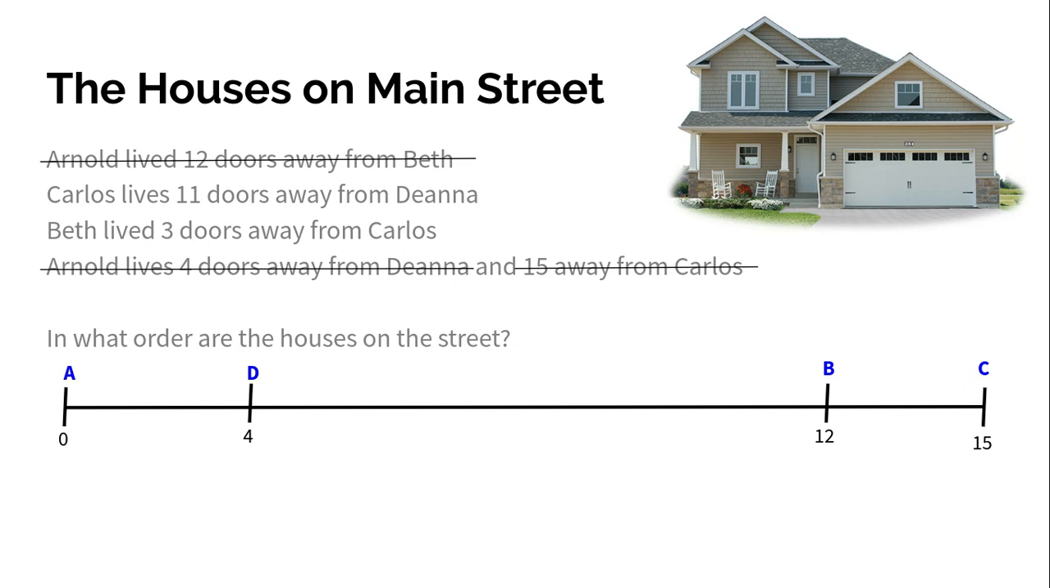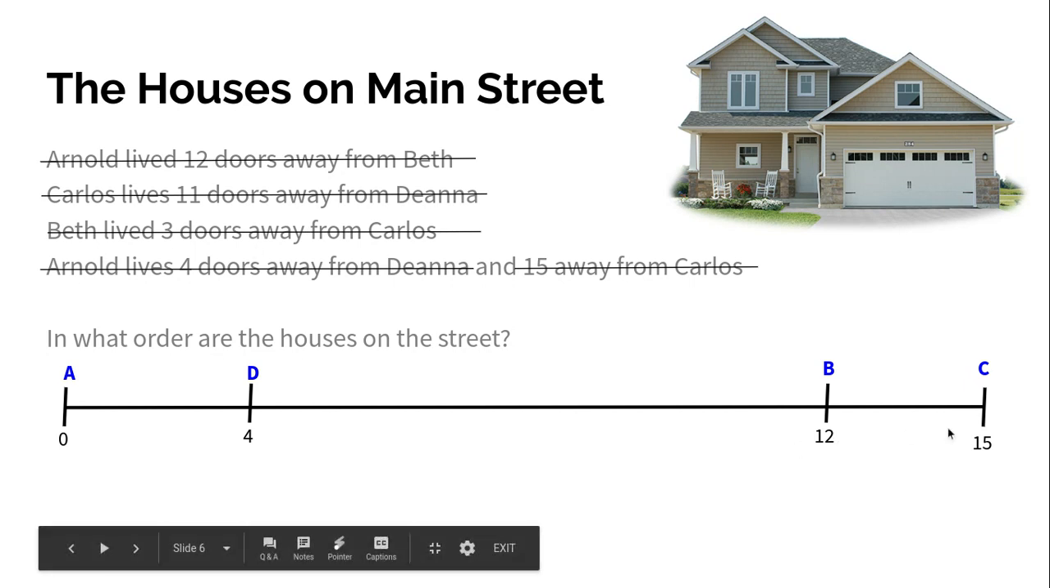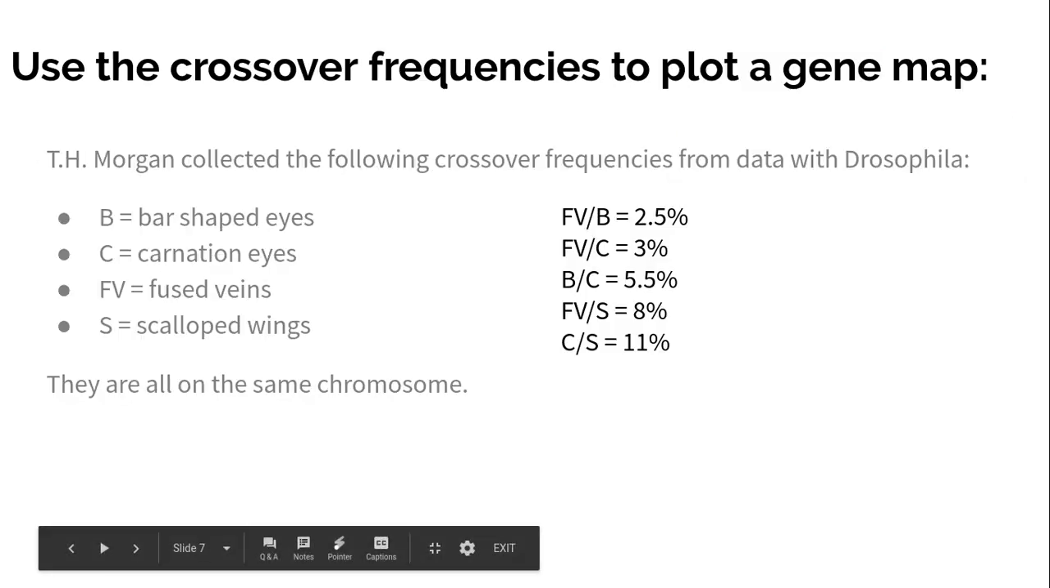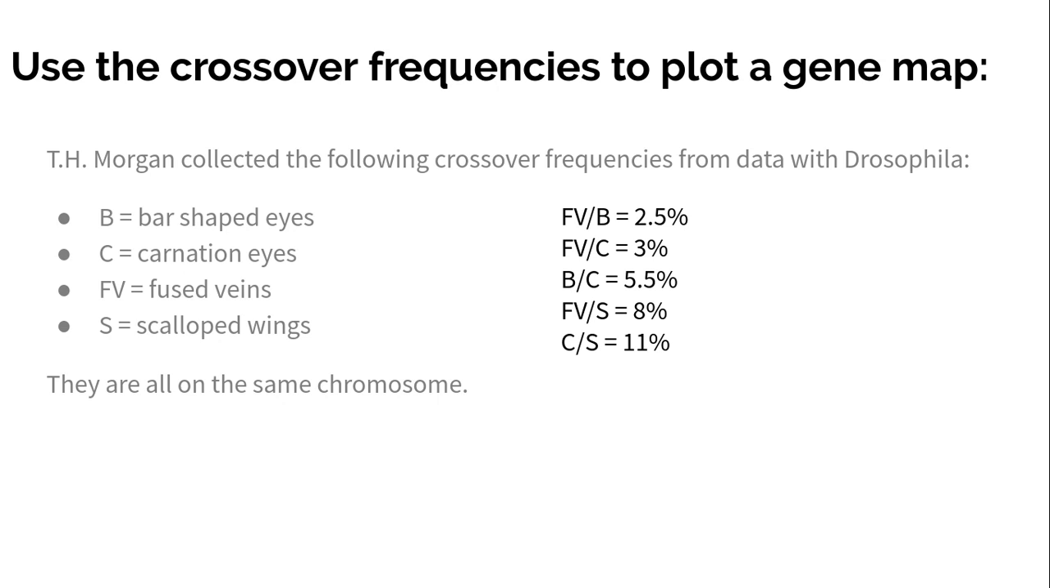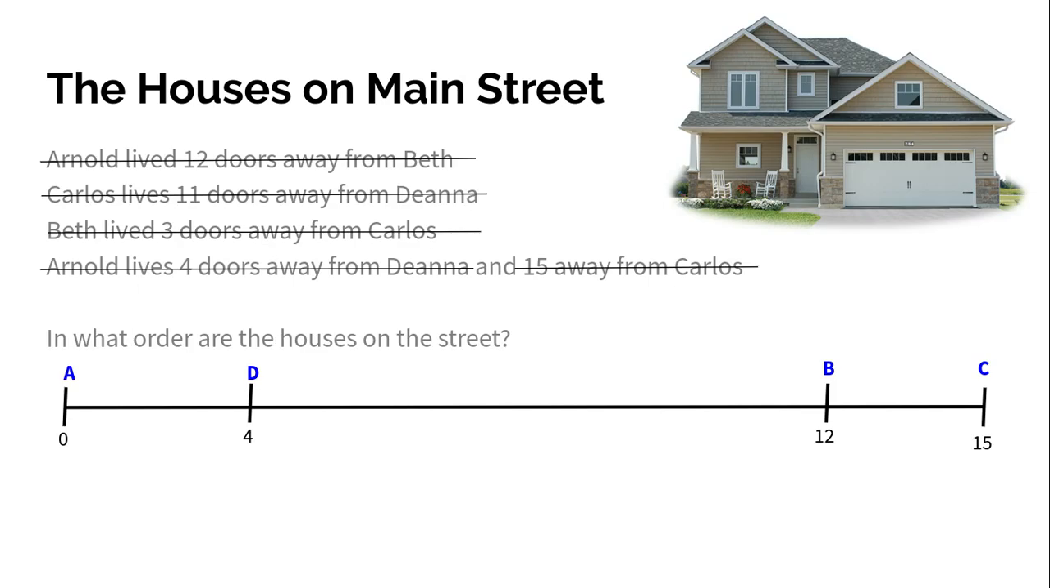So now all we have to do is fill in the rest of the blanks. Do we have everybody living in the correct distance? We do know Carlos lives 11 doors away because he's at 15. Here's 4. 15 minus 4 is 11. That's 11 map units. And we also know that Beth lived 3 doors away from Carlos, which is the distance between here. So we have now successfully figured out where everybody lives and figured out the distance in between.